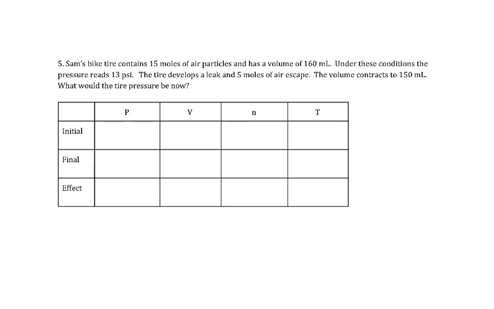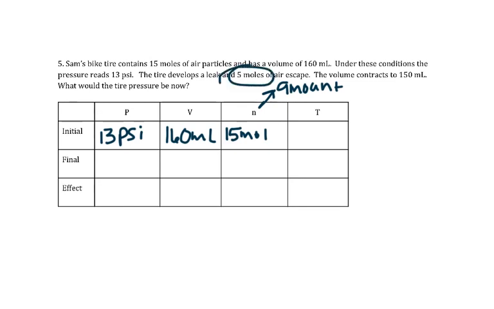Now on to number 5. Again, read through and start filling in your chart, always the first step. Sam's bike tire contains 15 moles. Remember, n represents the amount, and it's always going to be in moles. It has a volume of 160. Under these conditions, our pressure is 13 psi. It develops a leak and 5 moles escape. It's not saying it decreases to 5, it's saying that 5 escape. So just take 15 minus 5, and the final amount is going to be 10 moles.